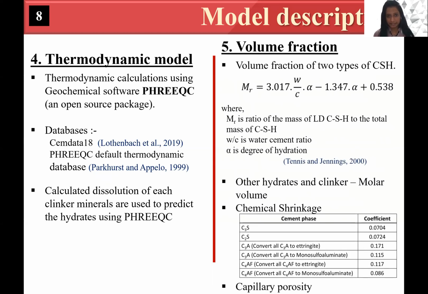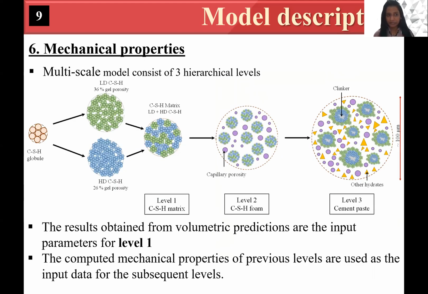After this prediction of hydrates, the results were converted to the volume fraction of each hydrate by using the molar volume, except for the CSH. So we have distinguished the CSH matrix into two types of CSH based on this formula. And also, we have used the detailed chemical shrinkage to predict the capillary porosity more accurately. Finally, if we know all the volume fractions of hydration products and capillary porosity, we can predict the mechanical properties by using the multiscale model.